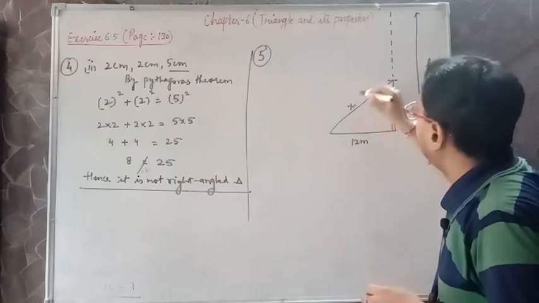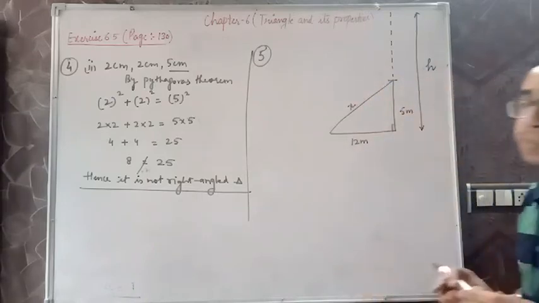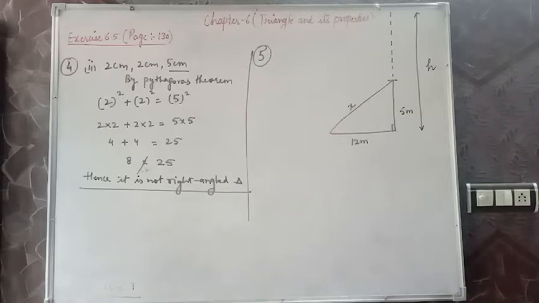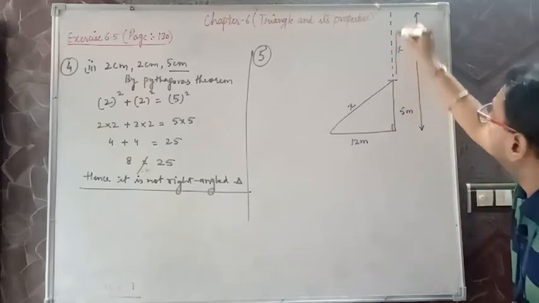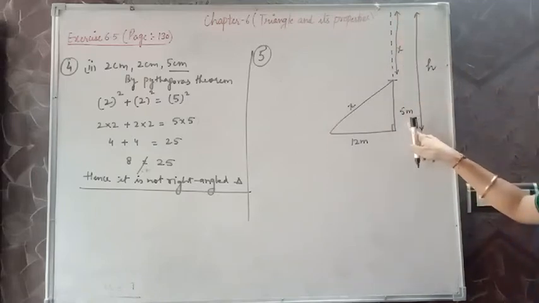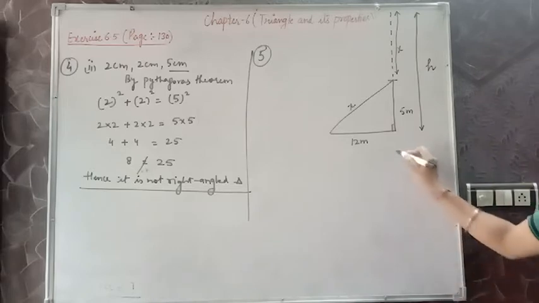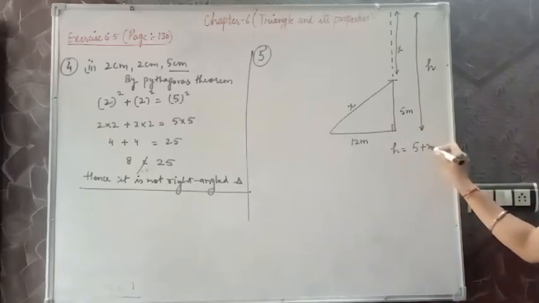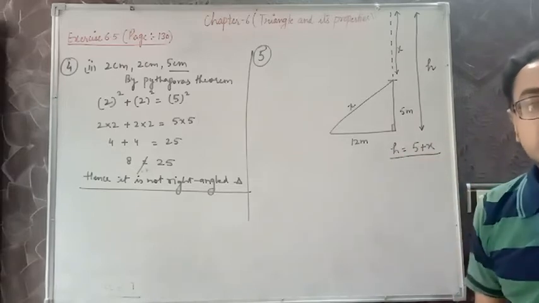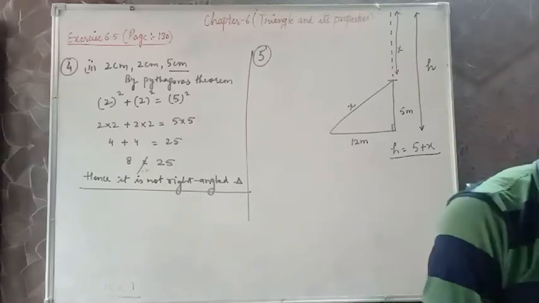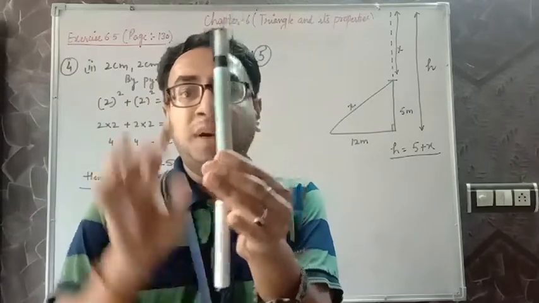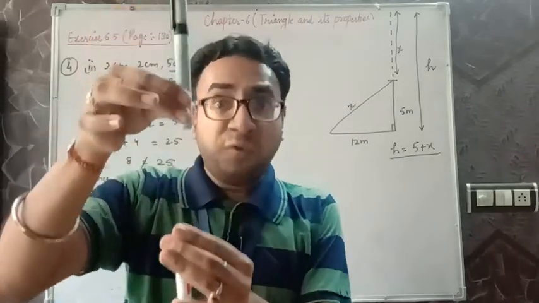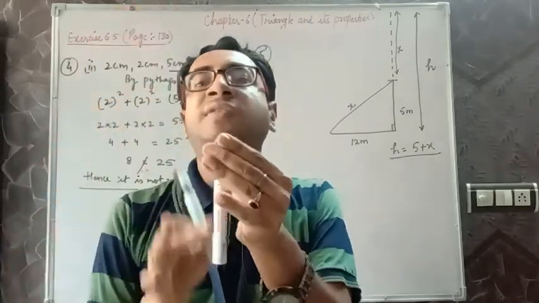Let me assume that the upper height is x. Are we clear? The upper height is x. So what will be the total height? Total height will be 5 plus x. Yes or no? This height is x, this is 5, total is h. So h is 5 plus x. Like this way, if I explain it to you, this is a tree for us. This is the down part, this is the upper part which got broken. We have to find this height because this we already know it is 5 meters.